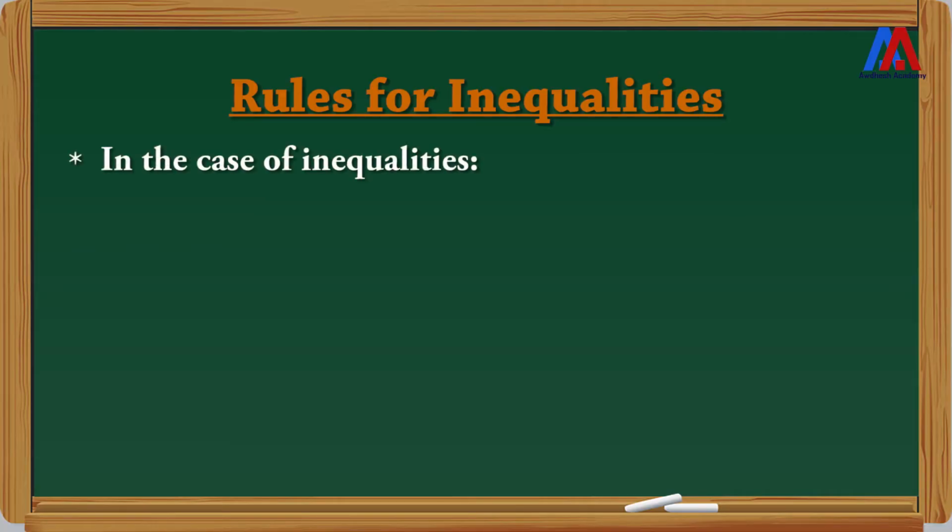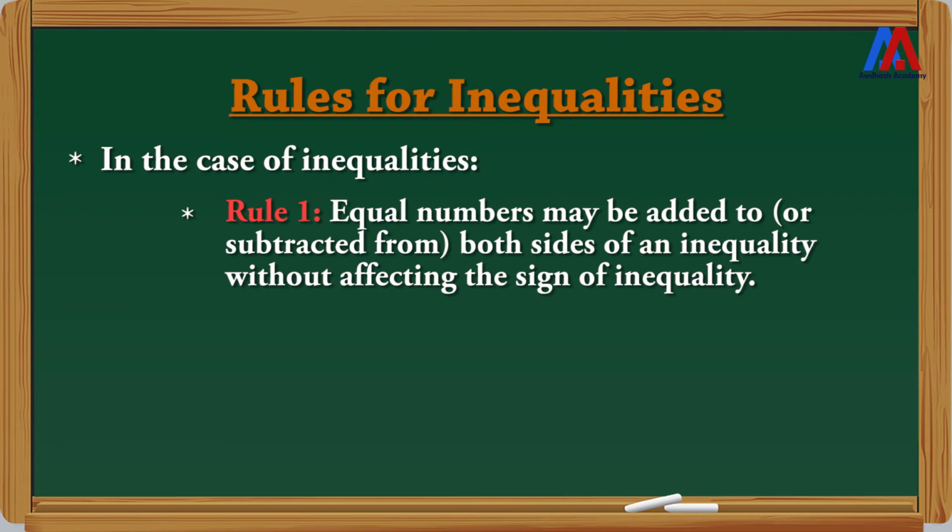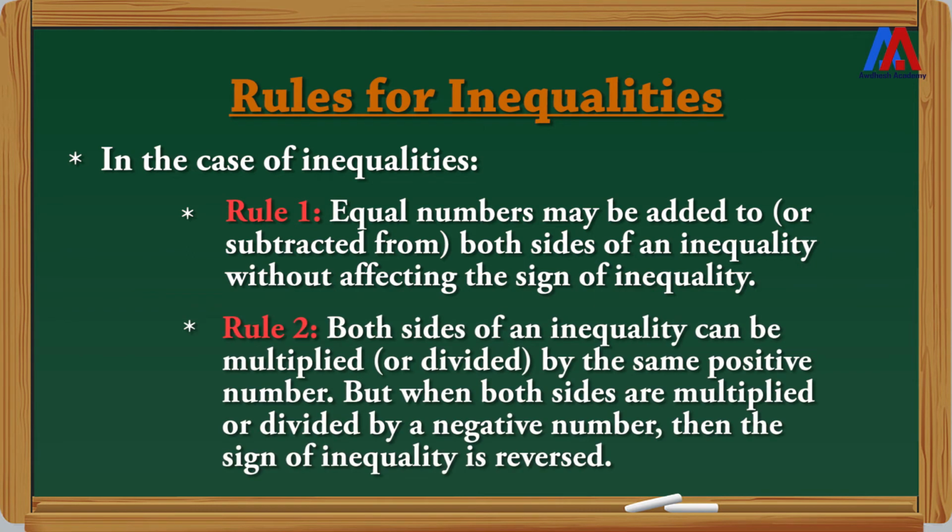Now in the case of inequality, rule 1 is applicable as it is. That means equal numbers may be added to or subtracted from both sides of an inequality without affecting the sign of inequality. This is very much applicable. However, rule 2: both sides of an inequality can be multiplied or divided by the same positive number, but when both sides are multiplied or divided by a negative number, then the sign of inequality is reversed.